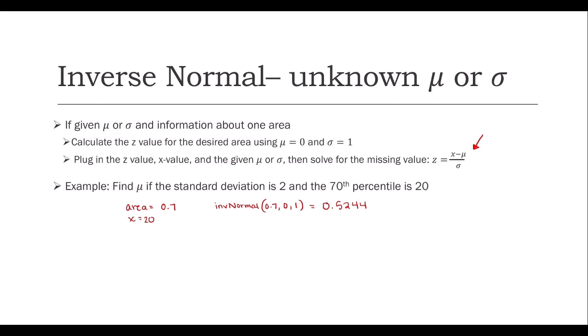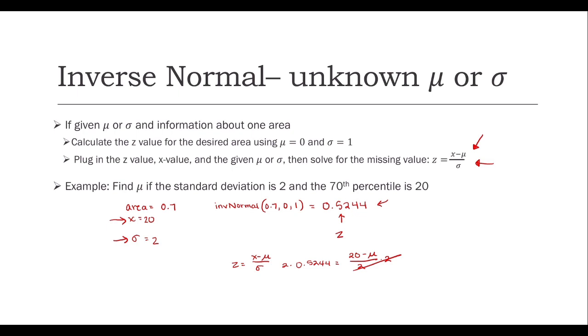So now we know our z-value, our standard deviation was 2, and then we have an x value. So we have 1, 2, 3 of the things that it needs for this equation here. So z equals x minus mu over standard deviation. So 0.5244 equals 20 minus mu over 2. We'd multiply both sides by 2.